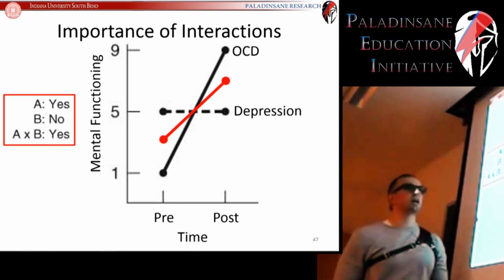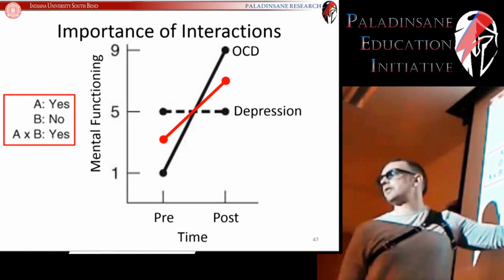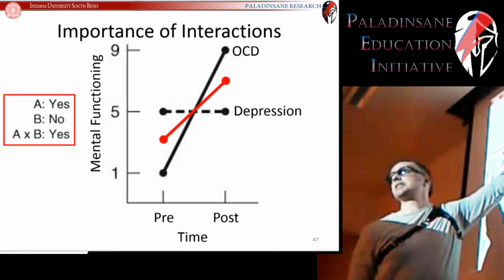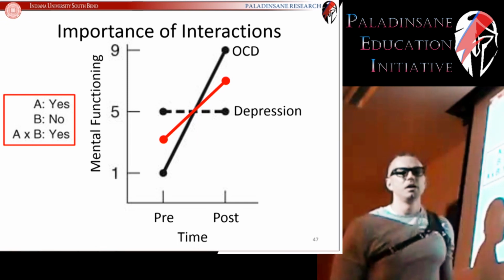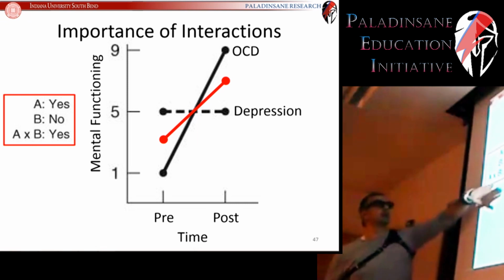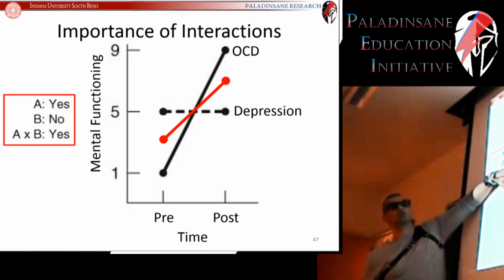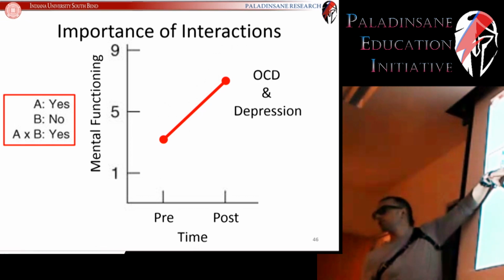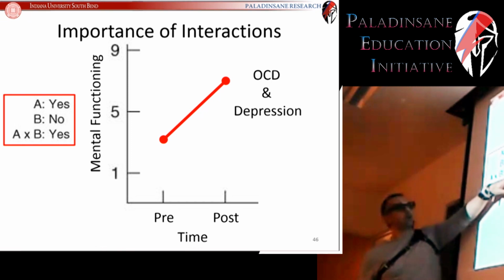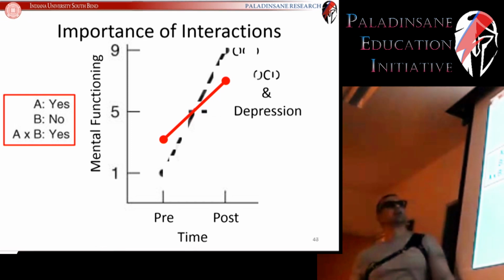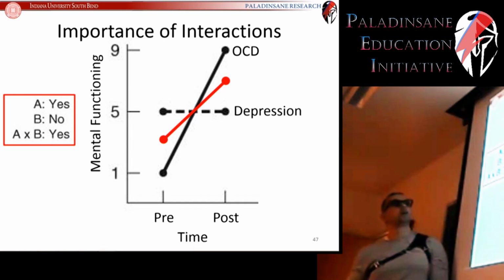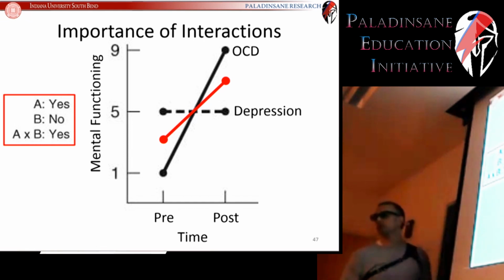And the interaction is saying, yes, you've got a wonder drug for OCD, you have nothing for depression. It does absolutely nothing for depression. So if you only understood the main effects, you would erroneously say, oh, I've got a drug that works for both. Great, that's perfect. Once you understand the interaction, you can see that, well, no, this is great. I've got a drug for OCD. I'm going back to the drawing board for depression.